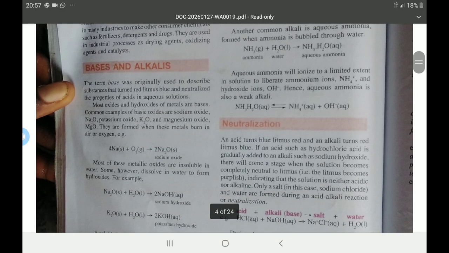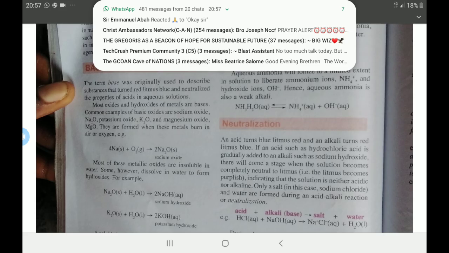Let's carry on. Neutralization. That's our next topic. Neutralization. Remember, we say that alkali neutralizes the acid. All right, so let's carry on.